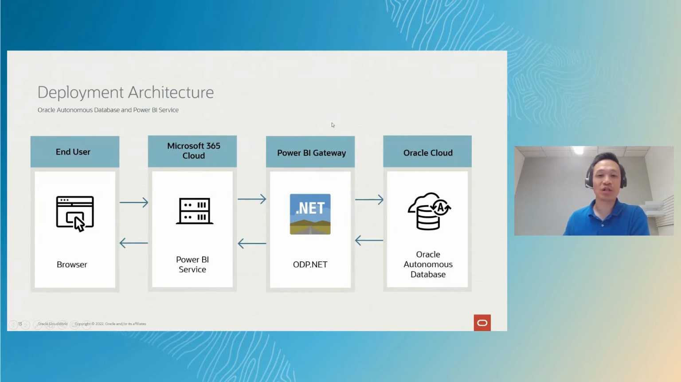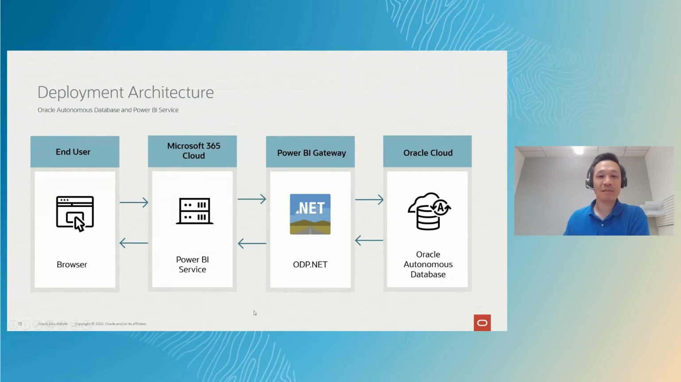ODP.NET is running on a machine called the Power BI Gateway, and this is also unmanaged ODP.NET, just like in Power BI Desktop. And then it will do a data retrieval to the Oracle Cloud with the Oracle Autonomous Database. Oracle Autonomous Database returns the data to ODP.NET. ODP.NET sends the data to Power BI Service and thereby gives it to the user.